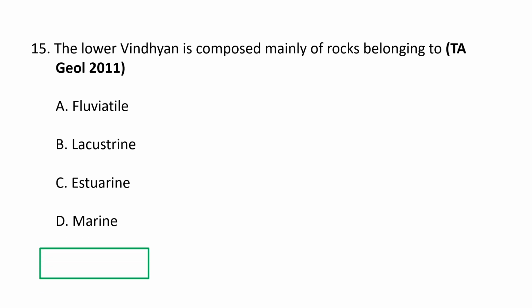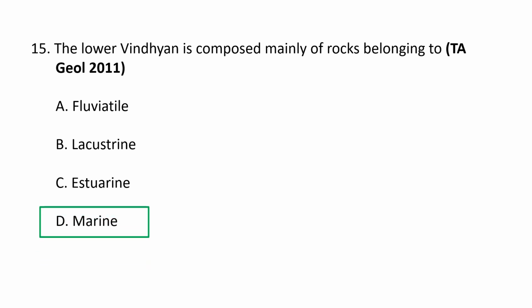The lower Vindhyans are mainly composed of rocks belonging to the marine environment. The lower part of the Vindhyan system is made up of calcareous, argillaceous sediments with glauconitic beds and volcanic deposits in the marine environment. So D is the correct option.